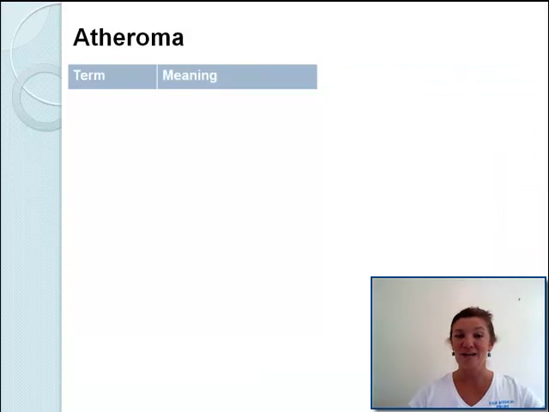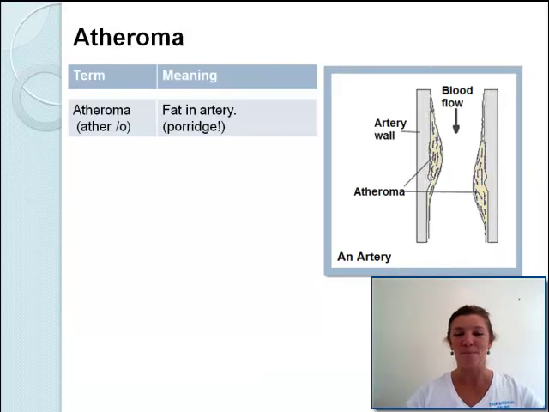Atheroma. Can you remember what it means? It means porridge or fat in the arteries. On the diagram you can see how the fat lays down on the walls of the artery, narrowing that artery, and also it will make it stiffer and harder. Atheroma can also be termed plaques.